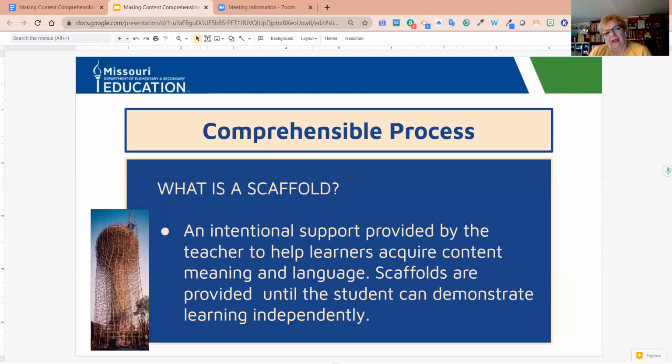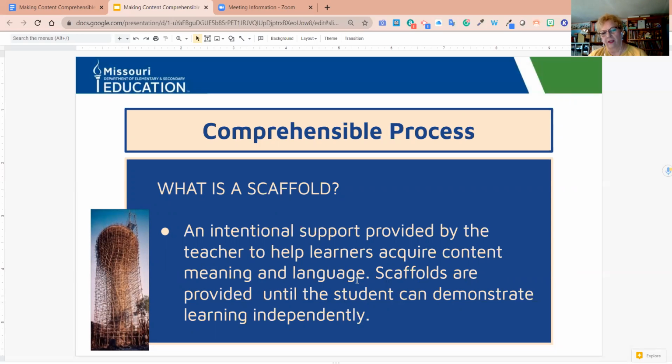And then when we're looking at scaffolds, a scaffold is an intentional support that the teacher gives them to help them understand what they're presenting. And when you look at this picture, the scaffold is on the outside. So it's those external things that you're giving the students to help them build their understanding. And the hope is that they take those external helps and internalize them.